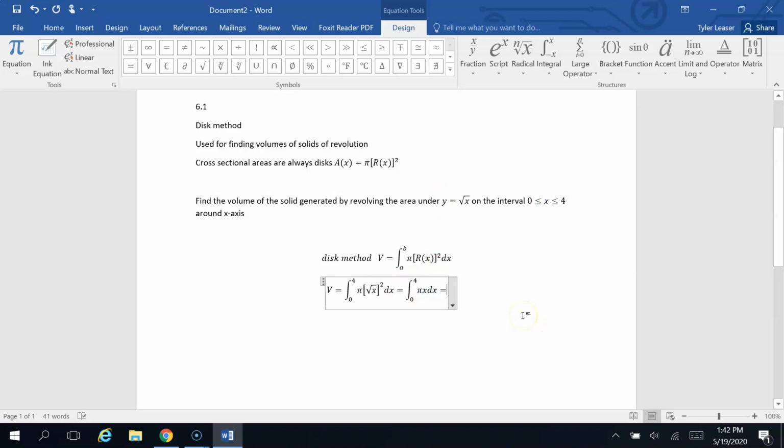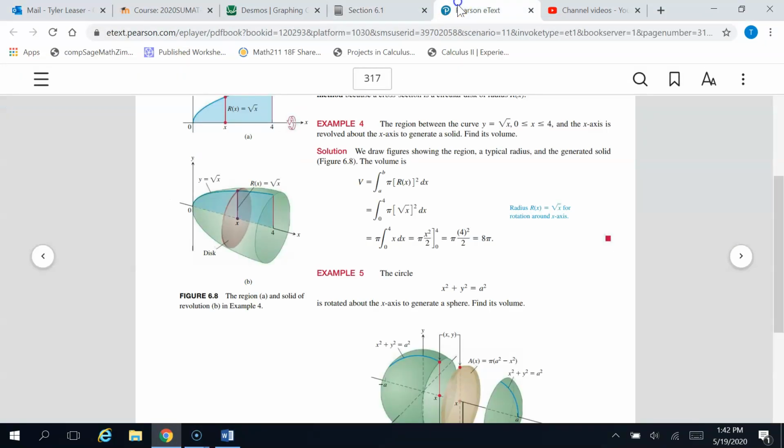This would have antiderivative of pi over 2 x squared, and then we're going to evaluate that between 0 and 4. So if I plug 4 into this, 4 squared is 16, divided by 2 is 8 pi, minus plugging 0 into that is just 0, so we just get 8 pi as our final answer. So this shape that we have, and I'm going to go back to the book here, has a volume of 8 pi cubic units. Okay, so that was a pretty quick one.